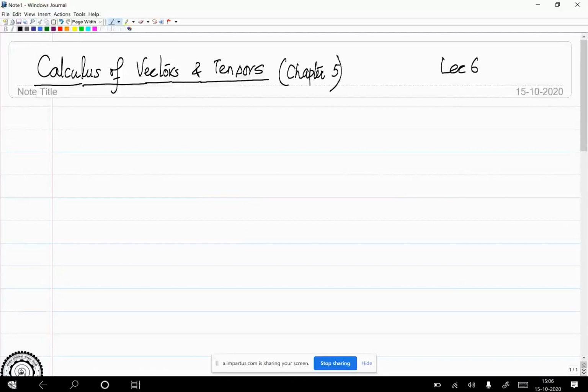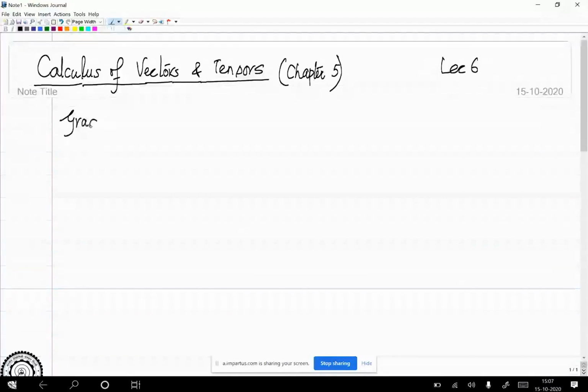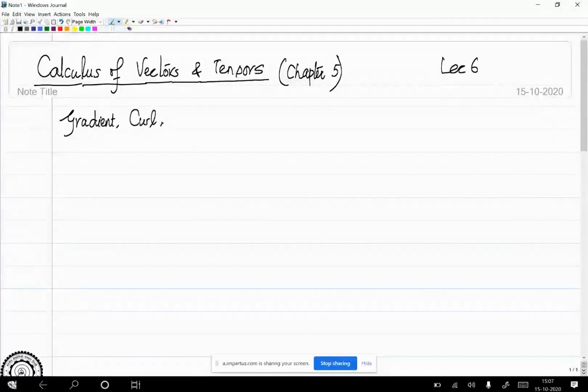All right. So, three of the very important operators are what is called gradient, then curl, and divergence. Okay, you may have heard about this, but we want to do this on general tensors. So let us start with gradient, for example.